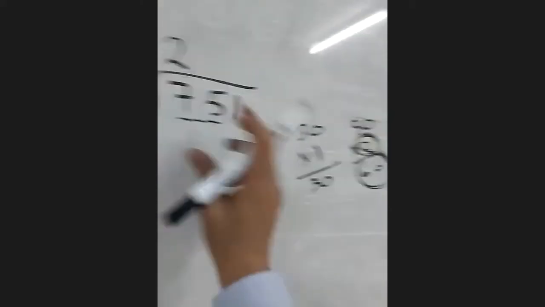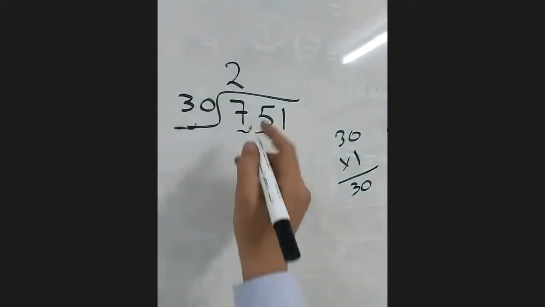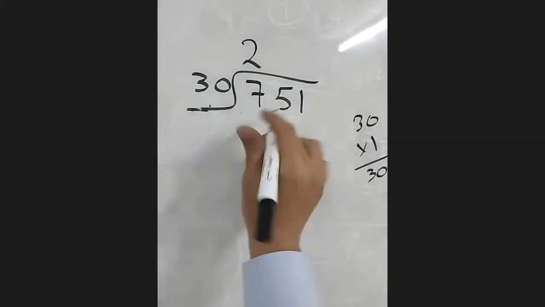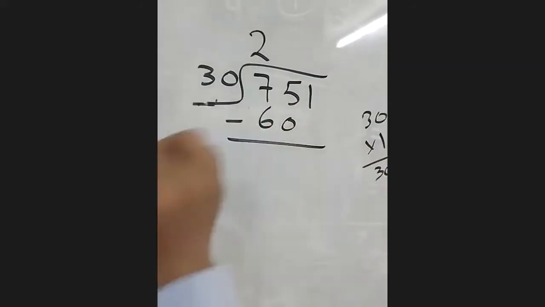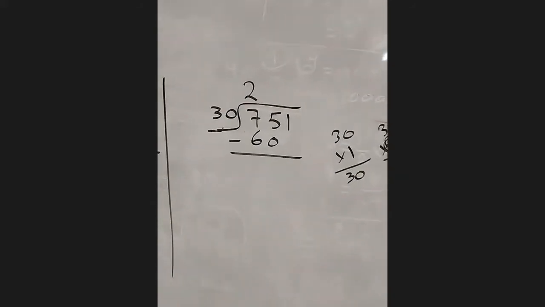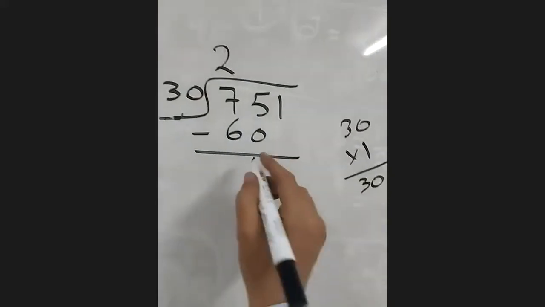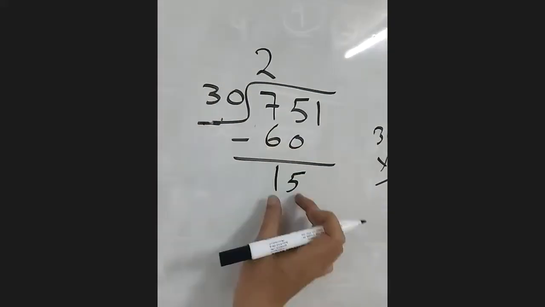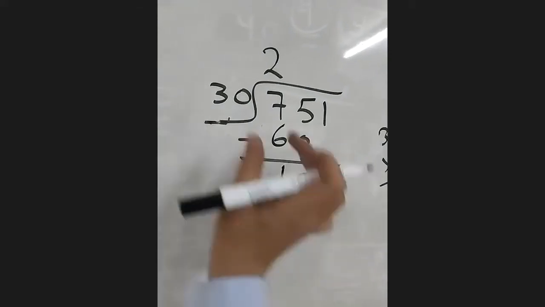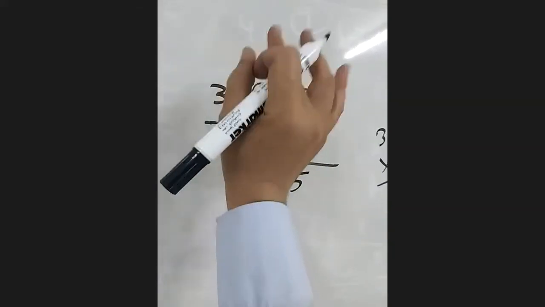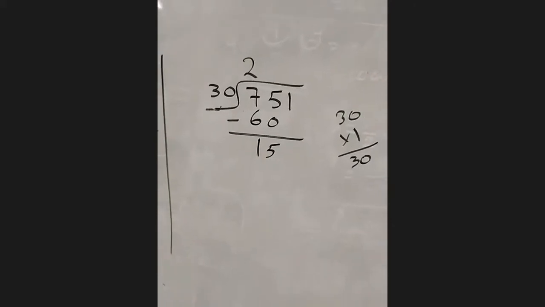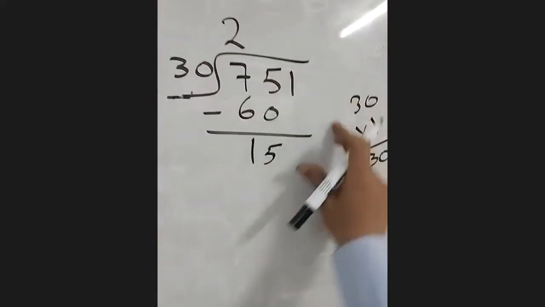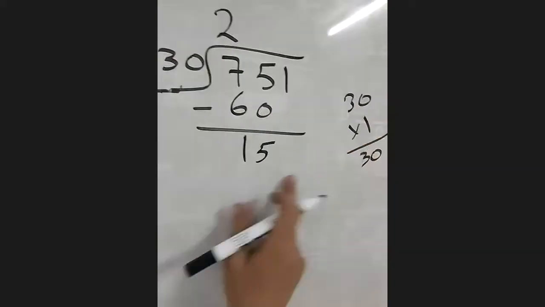Now, 2 multiplied by 30. Do not do it again, you did it here. Just get the answer. 2 by 30 is 60. Put it and subtract. Do the normal steps. Now, 5 minus 0, 5. 7 minus 6, 1. Look here. After you subtract, take a look here. 15 is less than 30. So the 2 is correct. Now I'll bring the 1 down.